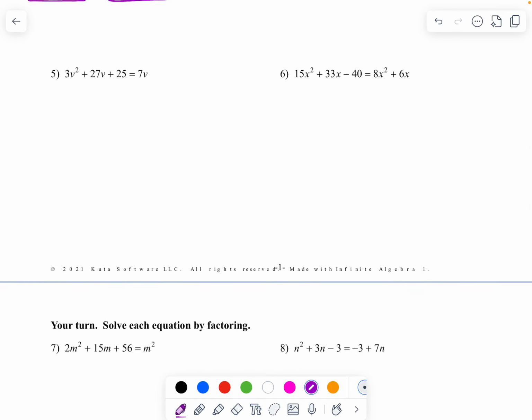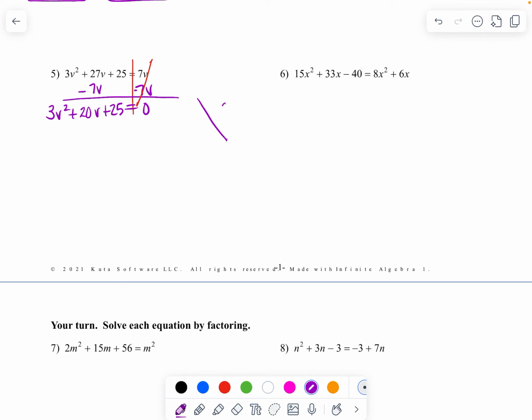All right, in number 5, we have to subtract 7v from the right-hand side. So we will subtract 7v from the left-hand side. We do that so that the right-hand side becomes 0. On the left-hand side, what are we left with? 3v squared plus 20v plus 25 equals 0.